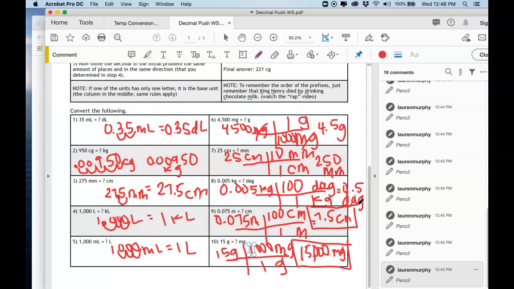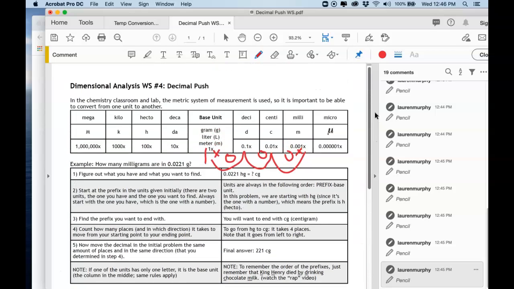All right, so again, on this worksheet I did ask you to do decimal push, but I do also want you to know how to do it the dimensional analysis way, because there will be questions where I ask you to solve the problems showing your work of dimensional analysis, and I won't let you do the decimal push, because dimensional analysis is really what we're going to use more often in here, because we won't always be working with the metric system.